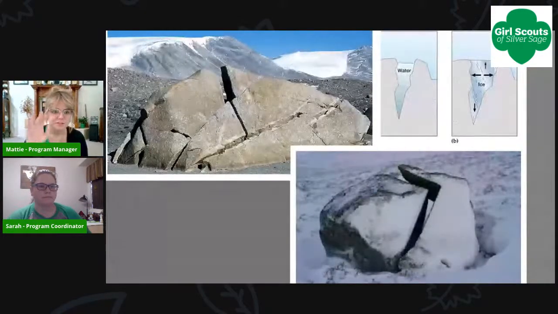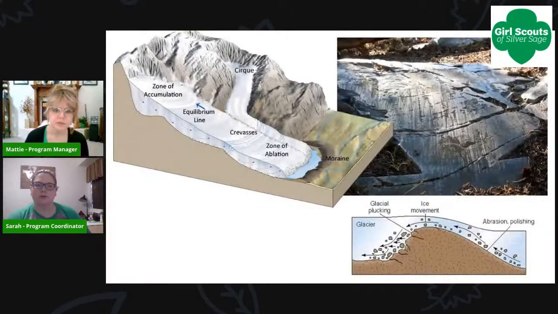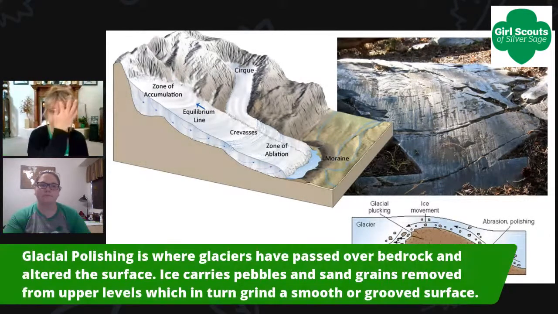So the first one, if you want to go back for one moment, Sarah, this first one, that top right, you can see that this rock is very shiny. It looks like it's been polished. And this is called glacial polishing because the glacier actually picks up rocks, as you can see in the bottom right picture, and drags those rocks across the surface of other rocks. And this exfoliates it much like a rock polisher. So you're tumbling it around in sediment. And so it makes the rocks in this area very smooth and shiny. And if you go to Yosemite, you can see a lot of this glacial polishing.